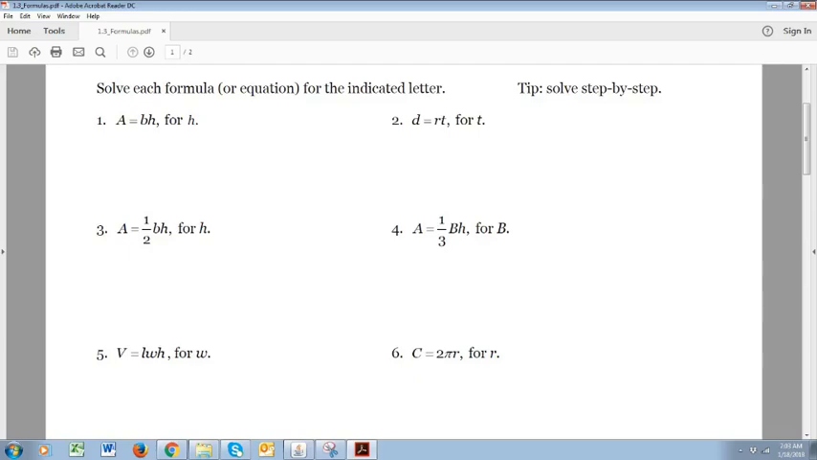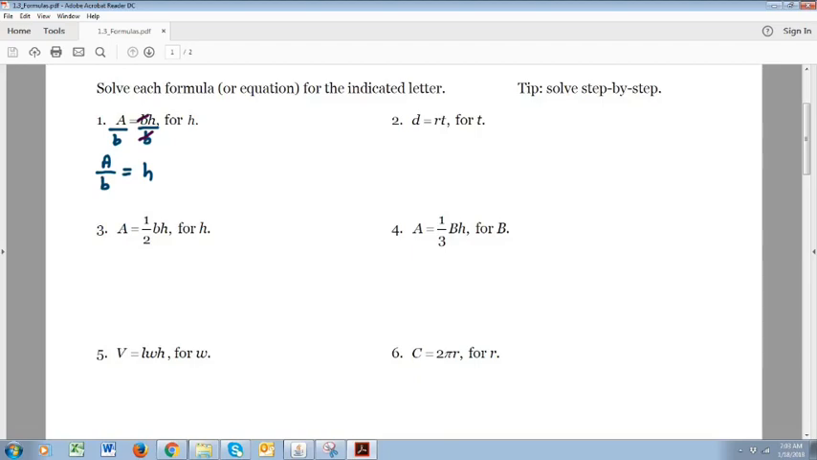If we're solving for h, that means we need to get h by itself. So how do we get rid of the b? Well, it's b times h. The opposite of multiplying by b is dividing by b. So we're going to divide each side by b. And on the right side, the b's are going to cancel and we're left with h. On the other side, we're just going to write a over b as our final answer there.